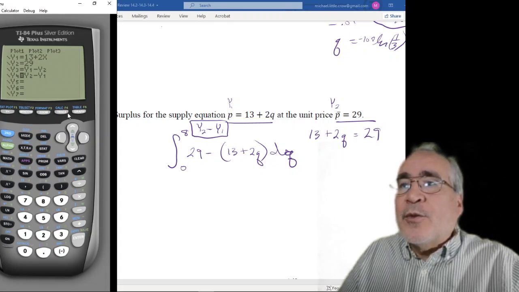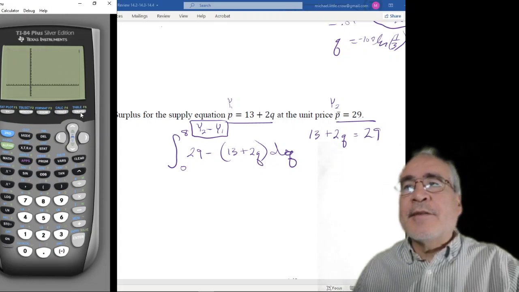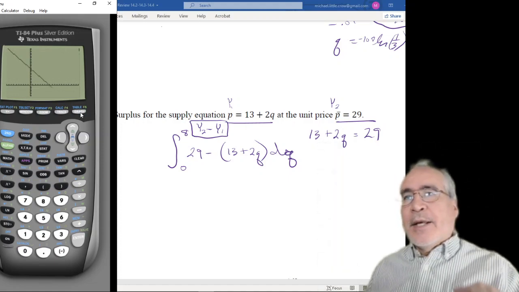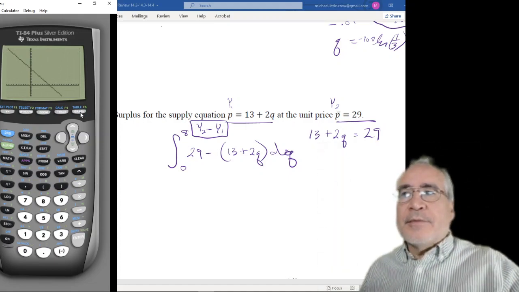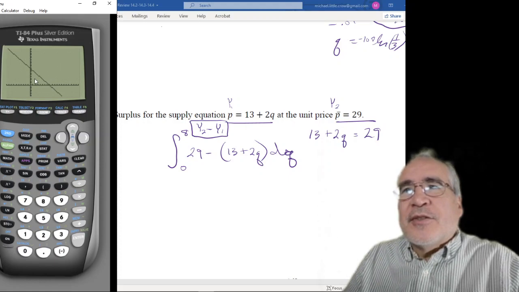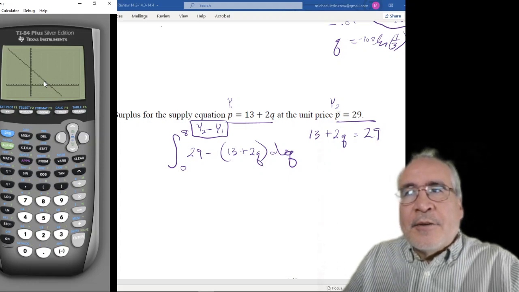So y2 minus y1. Now when I graph it, all I've got is one graph, and it's the combination of y2 minus y1. And notice it's sort of inverted. It's still that same triangle, so I'm going to get the same area. The area I want is the area under the curve and the x-axis.